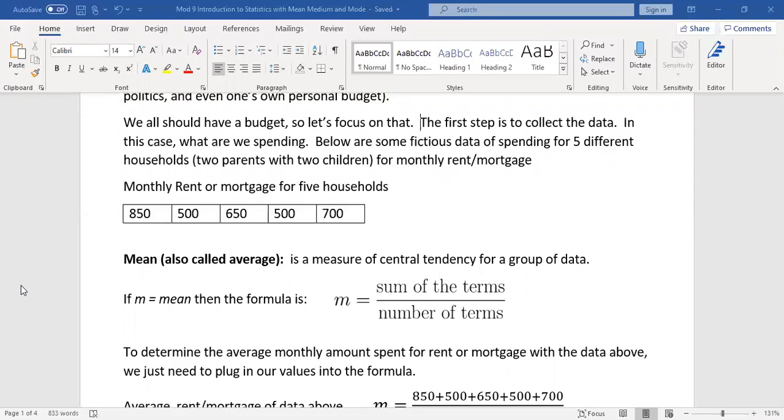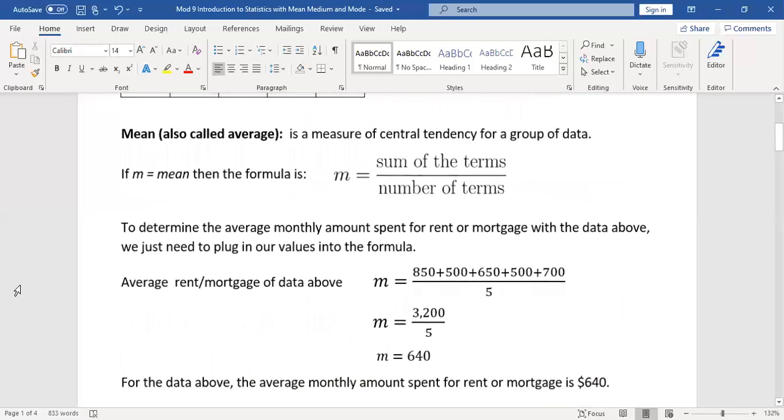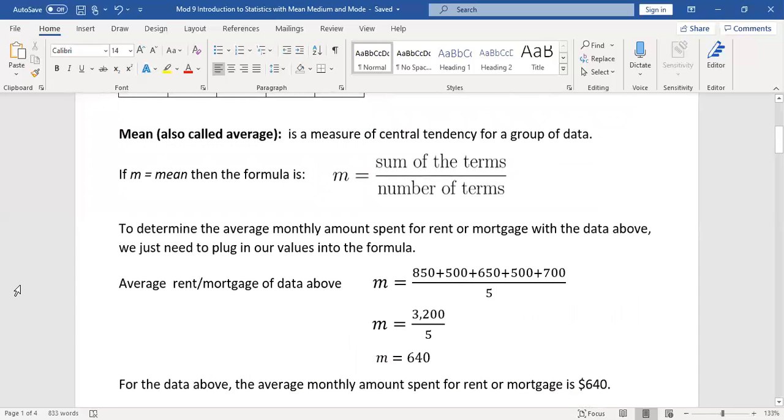When we're going to find the mean or the average of how much is being spent for rent or mortgage, we're going to add the numbers up and then divide by however many numbers we had. We have a total of 5 numbers, so we're going to add those 5 numbers: 850, 500, 650, 500 again, and 700. And then we're going to divide that sum by how many numbers we had. Well, we had 5 different values. So we're going to divide that sum by 5. And that will give us the value of the mean.